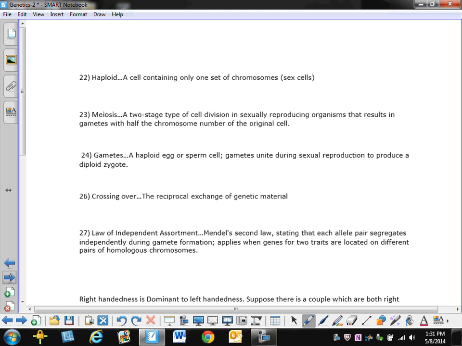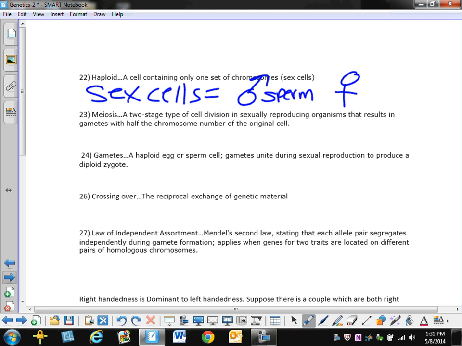Haploid. These are the sex cells. Okay, let's review sex cells. What are the gametes in males? This is sperm. Okay, female. What is the gamete for a female? An egg. In humans, 23 chromosomes each. Meiosis. You can take meiosis out. Okay? Gametes you're going to have to know. Crossing over, you can take out.